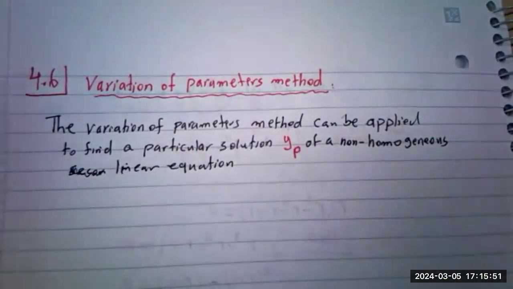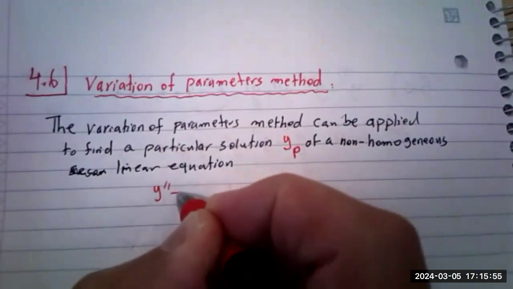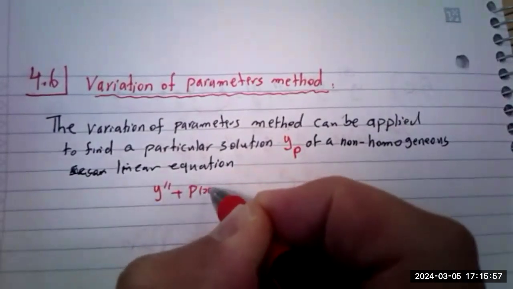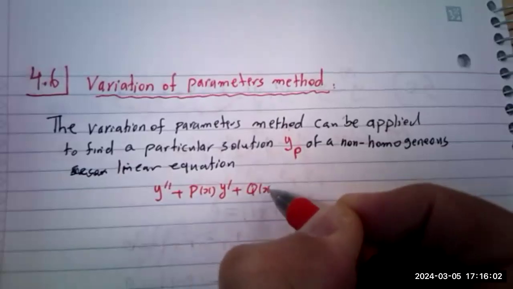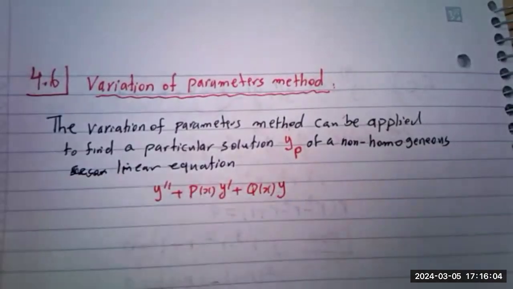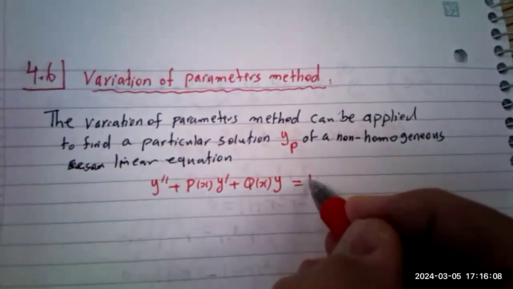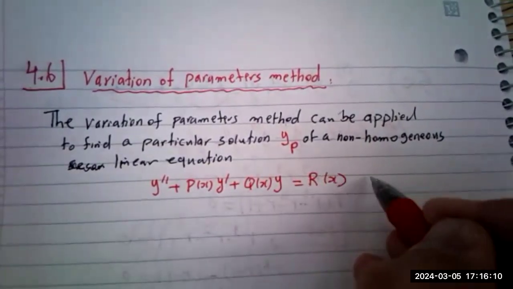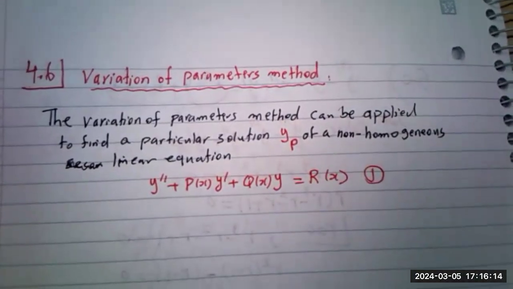But the one that we're going to be interested in should have the following form: y double prime plus p(x) y prime plus q(x) y is equal to r(x). So again, the coefficient of y double prime must be 1. This is the one we usually refer to as equation number 1.